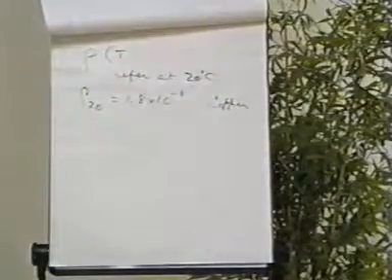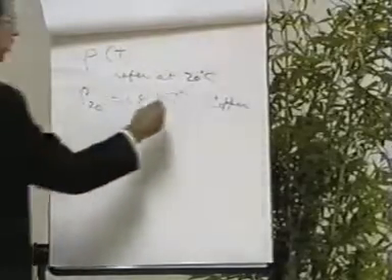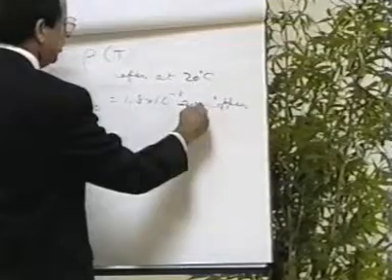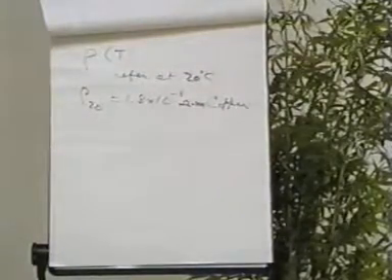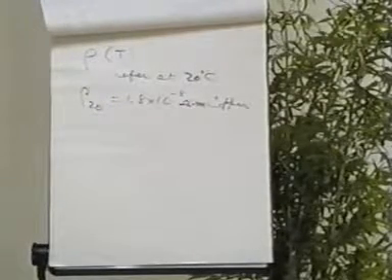Now, what are the units? I left some space for the units. The units of resistivity would be ohm-meter, ohms times meters. So the resistivity would be 1.8 times 10 to the minus 8 ohm-meters.